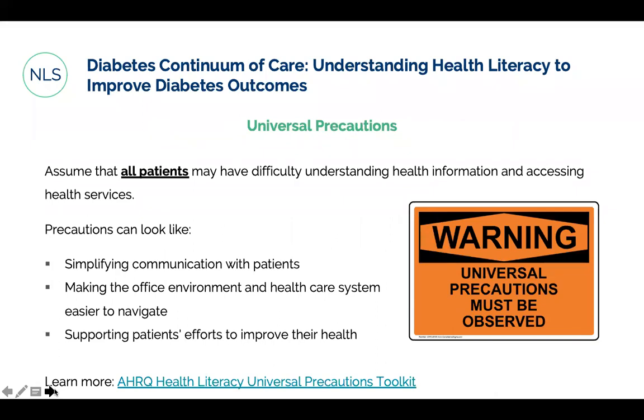All right, so we just talked briefly about the idea of anticipating instances where a patient might have difficulty understanding health information, perhaps for a particularly complicated regimen or something that's completely new to them, and then preparing resources or extra support accordingly. But we can take this a step further by applying a universal precautions framework for addressing health literacy concern. This is really assuming that everyone might have a hard time understanding information or accessing services.